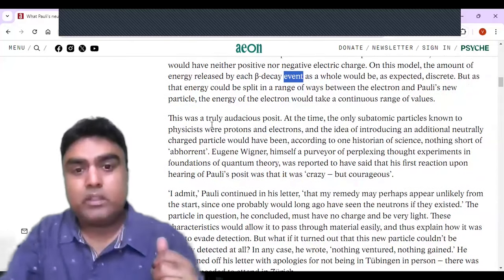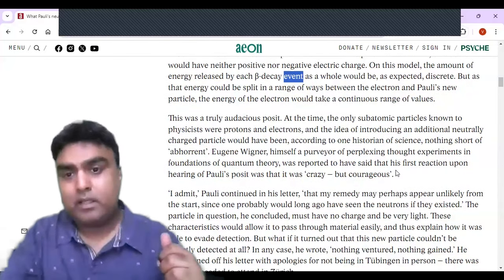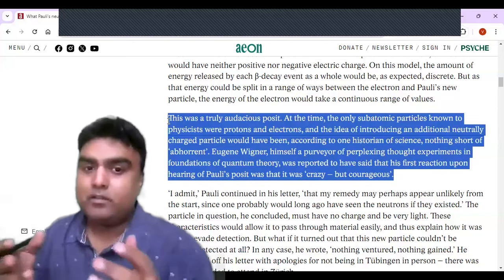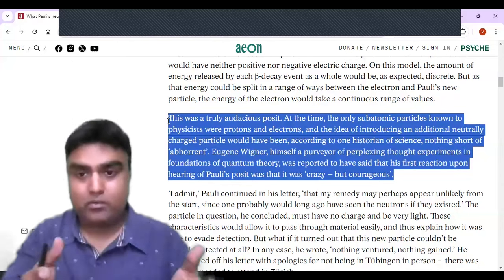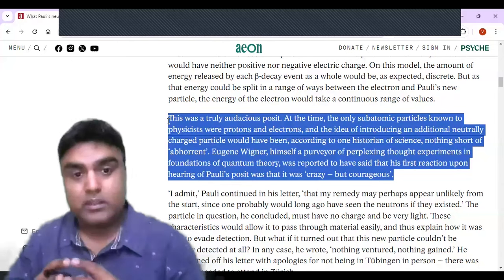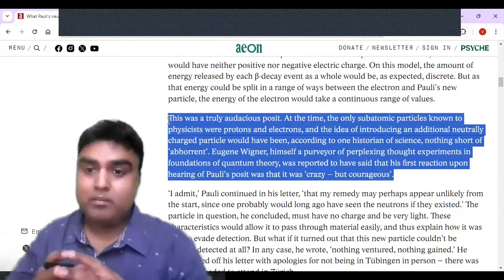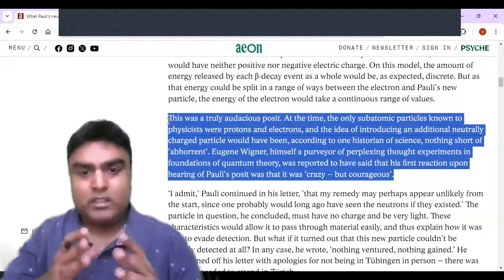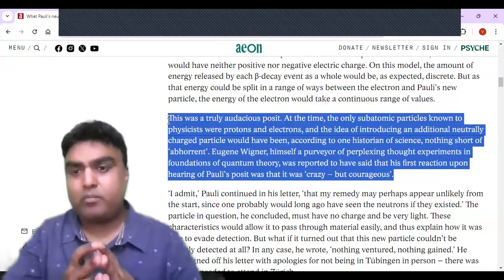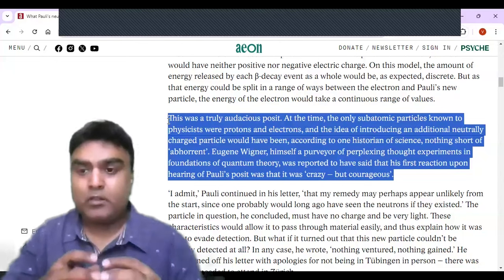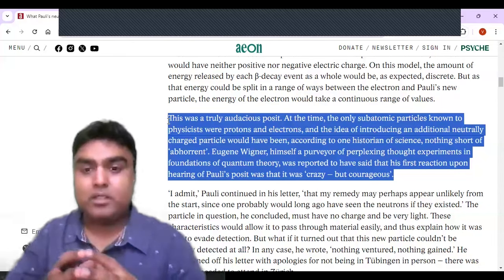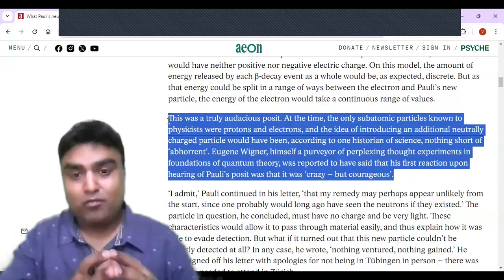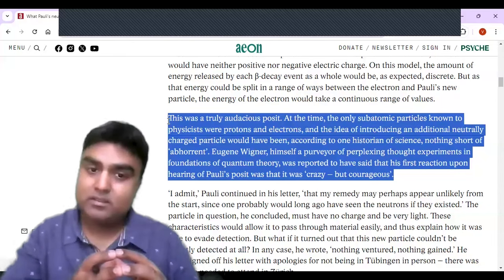So this was a truly audacious project at the time. The only subatomic particles known to the physicists were protons and electrons, and the idea of introducing an additional neutrally charged particle would have been, according to one historian of science, nothing short of abhorrent. Eugene Wigner, himself a purveyor of perplexing thought experiments in the foundation of quantum theory, is reported to have said that his first reaction upon hearing Pauli's posit was that it was crazy and courageous.